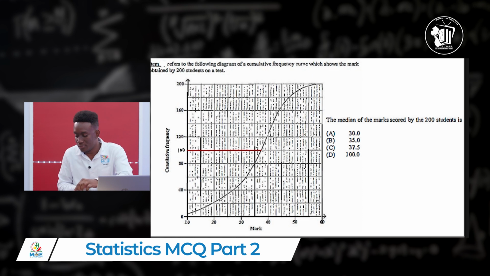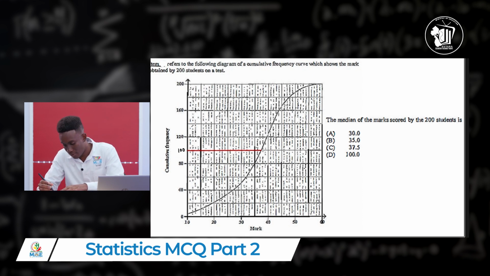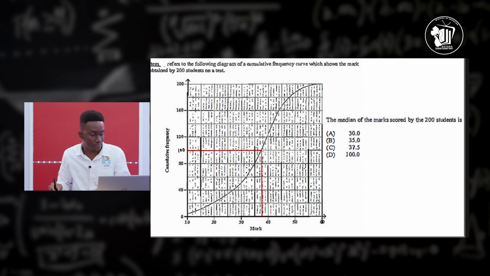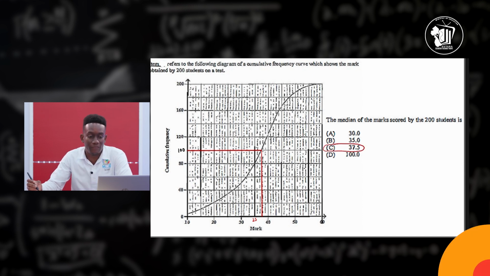And then we draw down to the median. So the median would be somewhere like here. So we know here is 30. Here is 40. We know the middle here would be 35. So the median should be between 35 and 40. So we can say C is the median, which is 37.5.